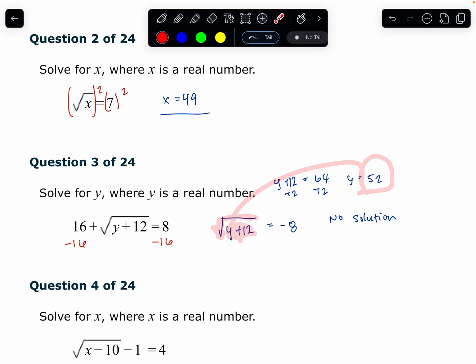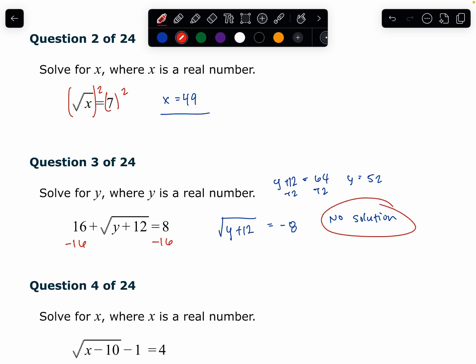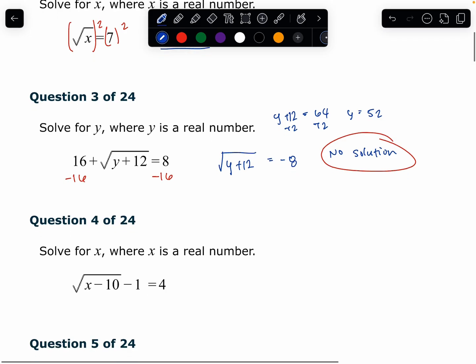This is where it's kind of weird. The square root of 64 is positive 8 and negative 8, but it's hard to explain that the solutions can only be from ones that give you positive roots, not negative roots. So that's why we're going to say this is no solution right here. So no solution.